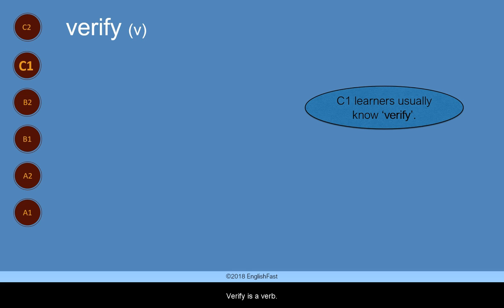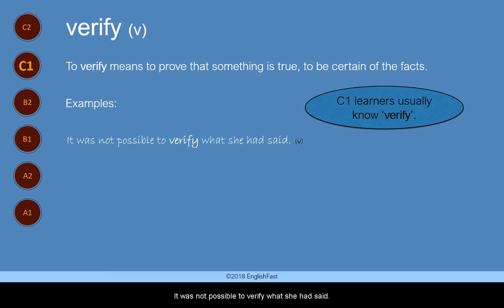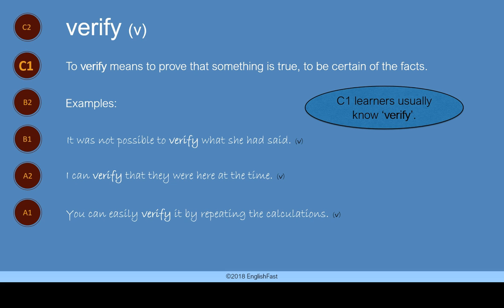Verify. Verify is a verb. C1 learners usually know verify. To verify means to prove that something is true, to be certain of the facts. Here are some examples. It was not possible to verify what she had said. I can verify that they were here at the time. You can easily verify it by repeating the calculations.